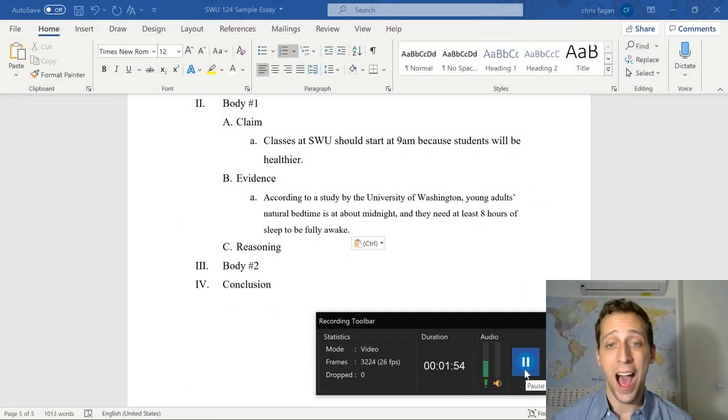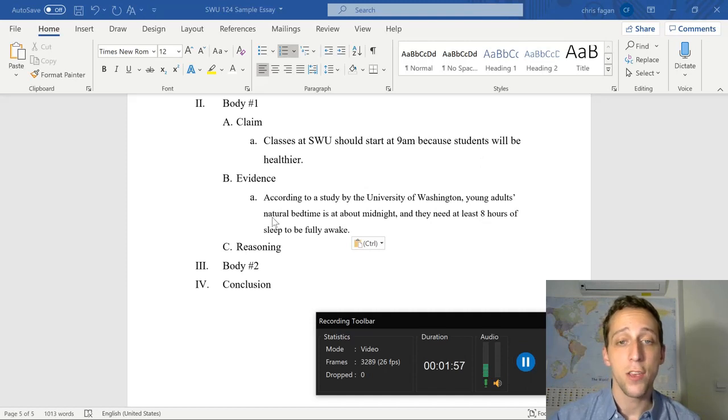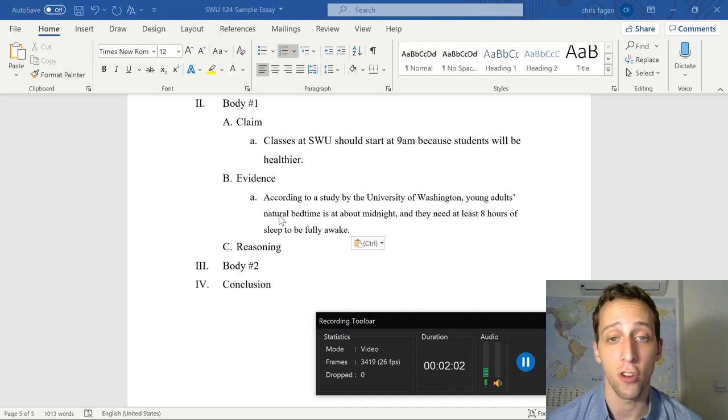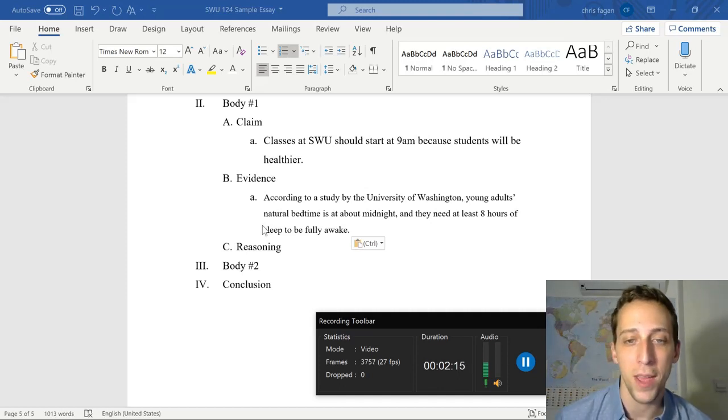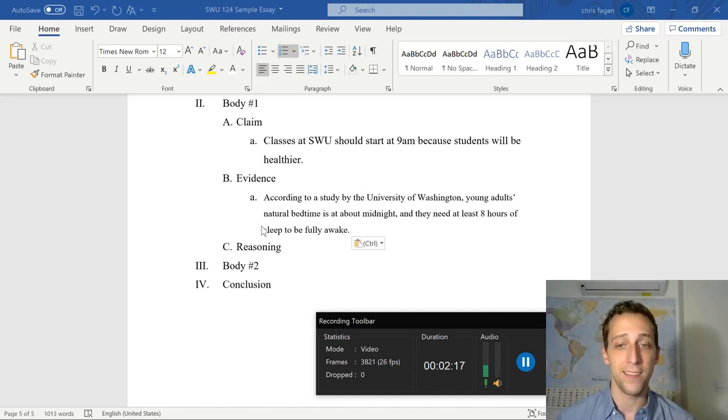Going back to my outline, I have done just that. I use my key language, according to, and the study where the information came from, which is a study by the University of Washington. And I rephrased these ideas in my own words. I said, young adults' natural bedtime is at about midnight, and then that last part, I rephrased it. And they need at least 8 hours of sleep to be fully awake. So I didn't use the author's exact words, but I took the author's words and I said them in my own way to the dean a little bit more simply.